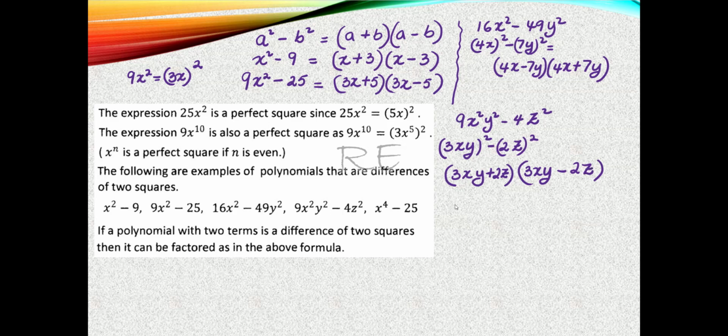And the last one is x to the fourth minus 25. X to the fourth is x squared squared minus 5 squared. The answer: x squared plus 5 times x squared minus 5.